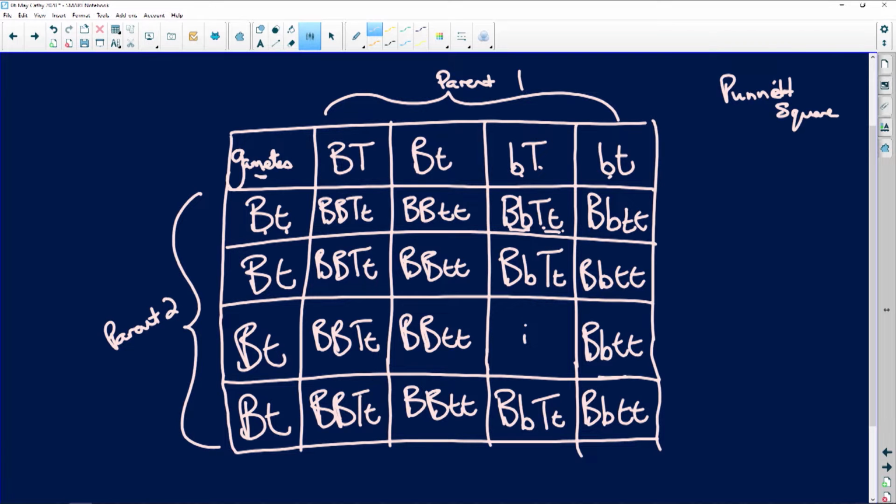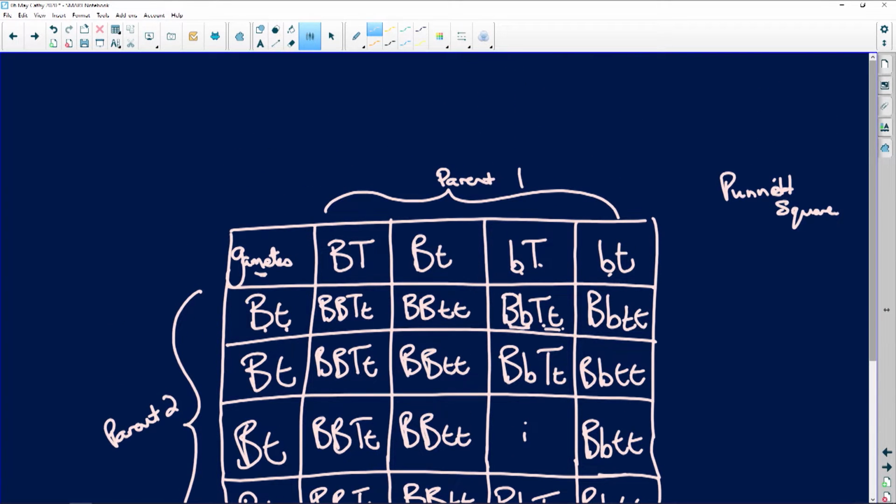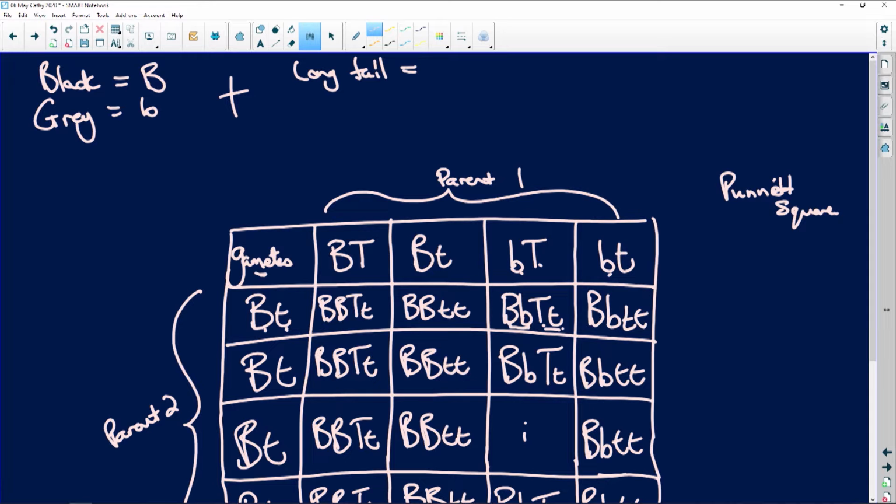Okay, right. Now, let's just see here. The question says the color of mice is controlled by two alleles. We've got black, which is capital B. We have gray, which is small b. And then we have tail length, so long tail. Long tail is a capital T, and a short tail is going to be a little t.